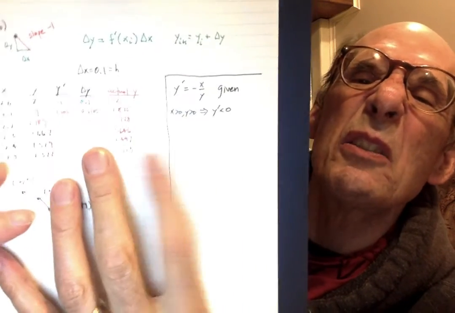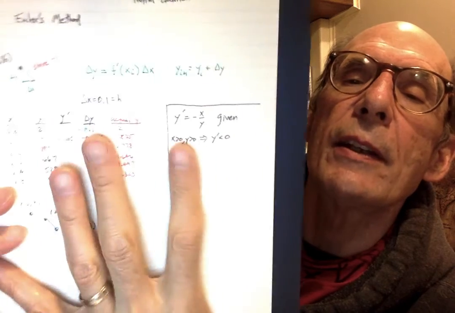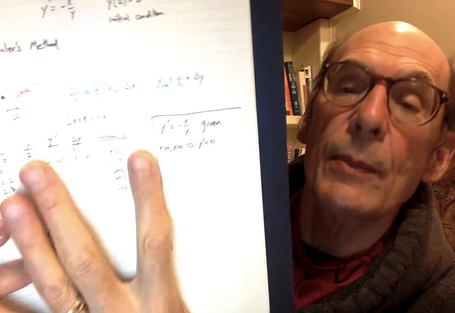That was given. And we're in the situation here where x is positive and y is positive. So x over y is positive. So when we have x positive and y positive, that means that y prime is negative. So we're looking for the solutions to be decreasing. And in fact, they are. So y prime is negative. That means y is decreasing, and both our estimated and the actual solutions are decreasing functions. Every time we take a step, y goes down in value.